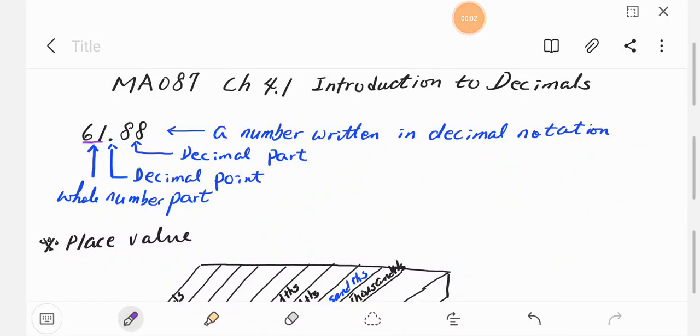Chapter 4.1 Introduction to Decimals. In this section, we will learn how to write decimals in standard form and in words.